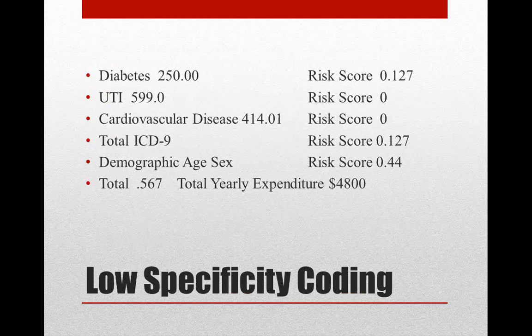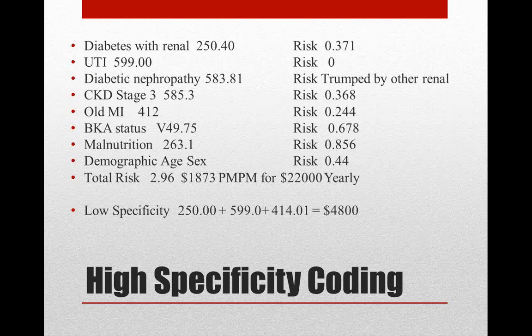You write your plan up: Amaryl, Cipro for the UTI, Amaryl for the diabetes, Ensure supplements, return to clinic in 3 months, refer to nephrologist. Well, many of us code this right away with just diabetes uncomplicated, UTI 599, maybe throw in the cardiovascular disease. We're going to get a risk score of 0.127 because UTI and 414 are not risk adjusted. We're always going to get the demographic. So if these are the only diagnosis codes going for this lady for that year, we're going to get about $4,800 in expenditure, a risk score of 0.567.